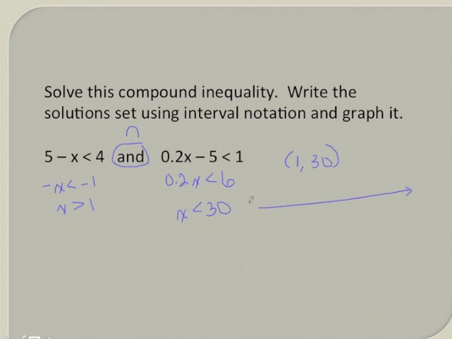Graphing it, 1 to 30. They're less than and greater than only, so we'll have parentheses and shaded in between.